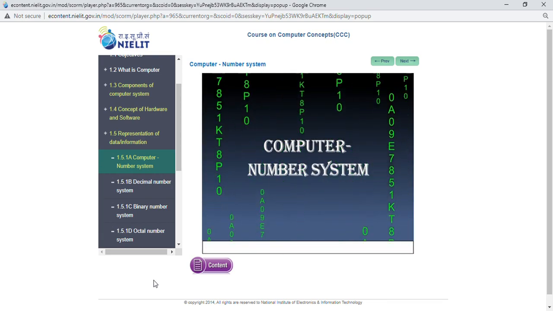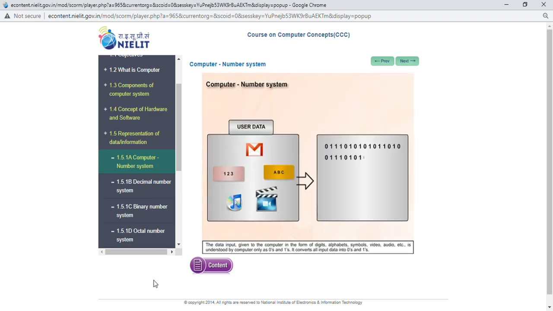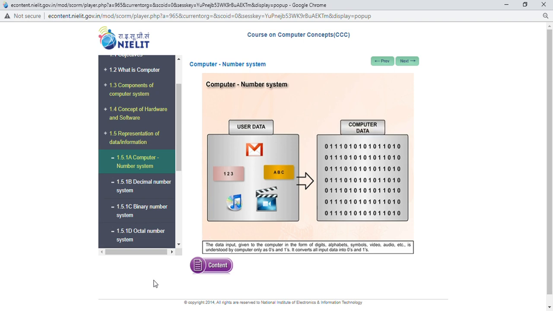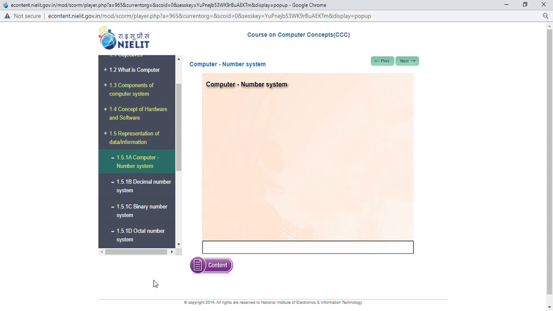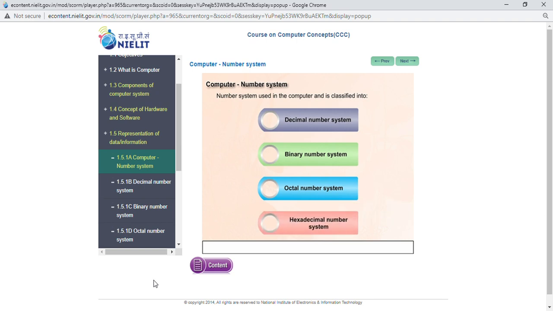Computer number system. The data input given to the computer in the form of digits, alphabets, symbols, video, audio, etc. is understood by the computer only as zeros and ones. It converts all input data into zeros and ones. Each character is represented as a unique combination of zeros and ones. Number system is a way to represent a number. Number systems used in the computer are classified into decimal number system, binary number system, octal number system, hexadecimal number system.